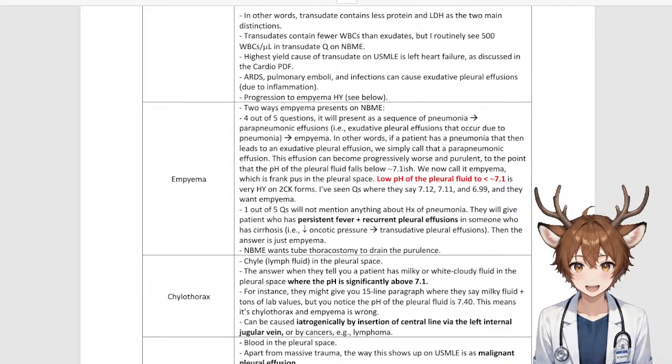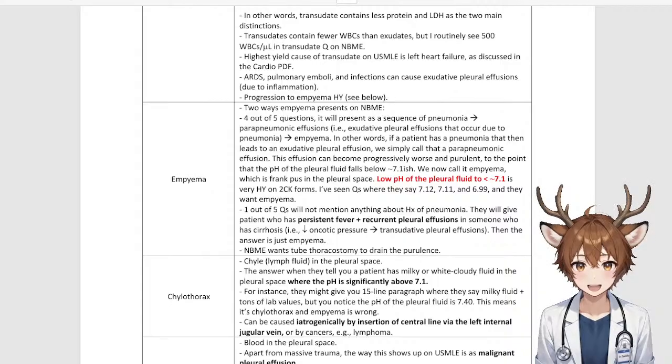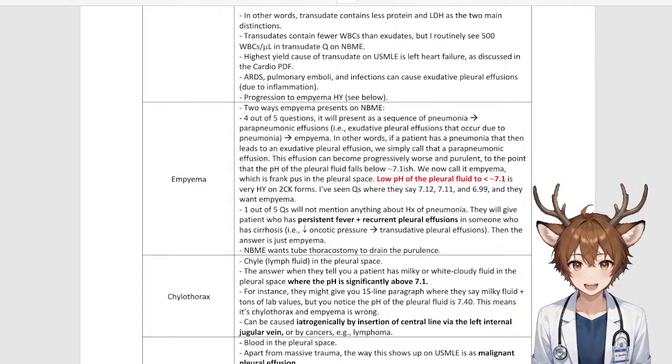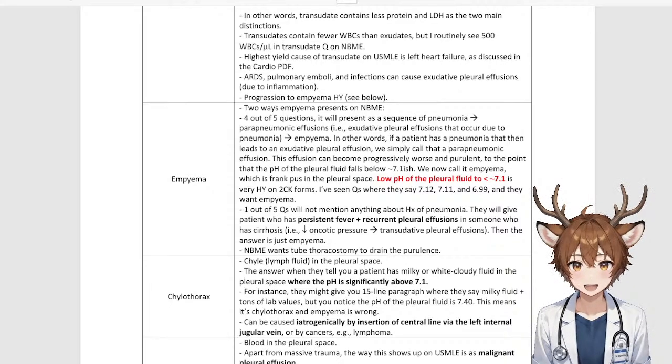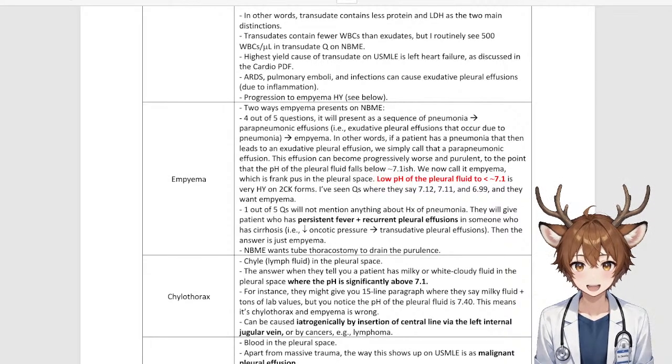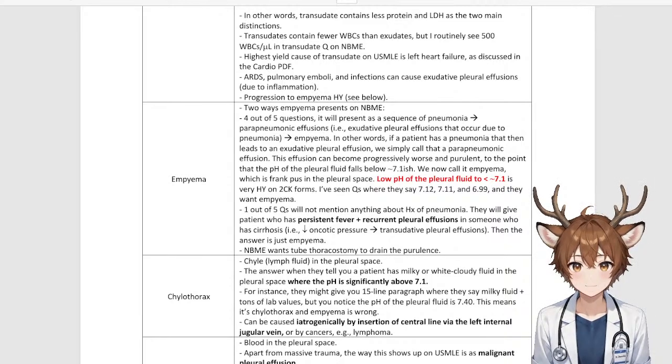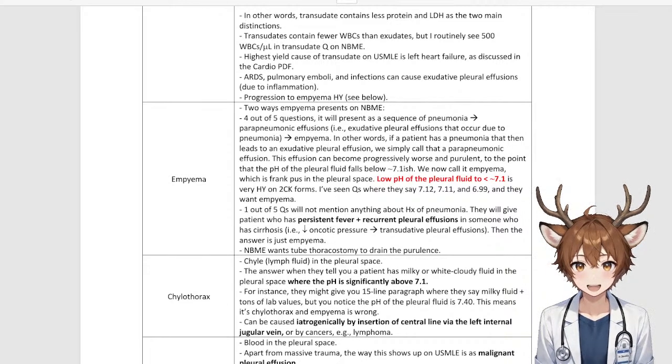1 out of 5 questions will not mention anything about history of pneumonia. They will give a patient who has a persistent fever plus recurrent pleural effusions and someone who has cirrhosis, that is to say, decreasing oncotic pressure leading to transudative pleural effusions, then the answer is just empyema. MBME wants tube thoracostomy to drain the purulence.